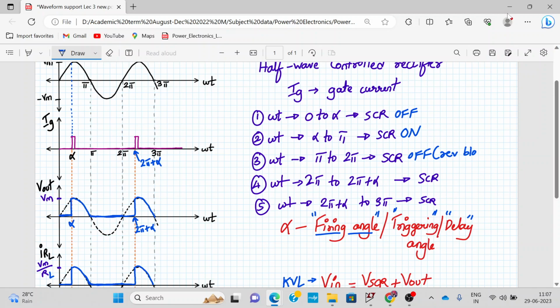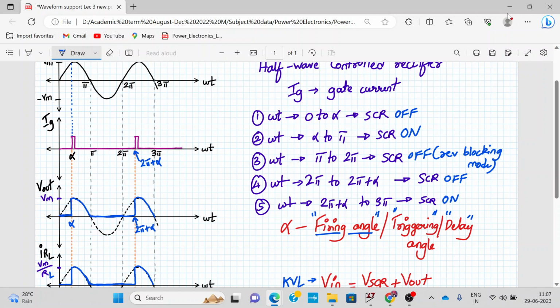Once the SCR is in the reverse blocking state or mode, even after application of a trigger pulse, it will not turn on. Okay, from 2 pi to 2 pi plus alpha, your trigger pulse is not applied, so even though the input is in the positive half cycle, with no trigger pulse the SCR will be off because it is in a forward blocking state. From 2 pi plus alpha to 3 pi, my SCR turns on and starts conducting again.